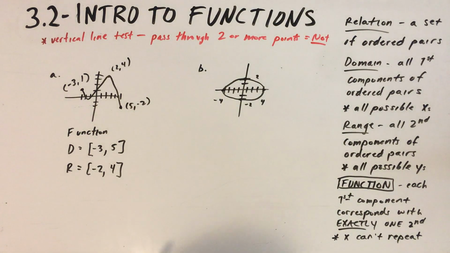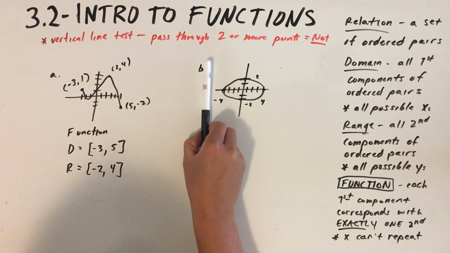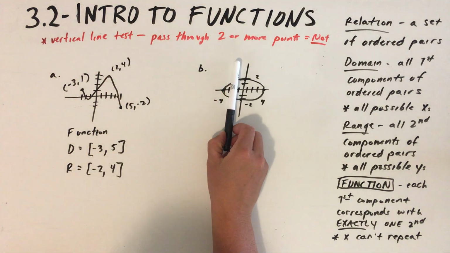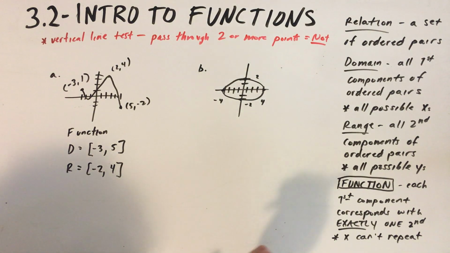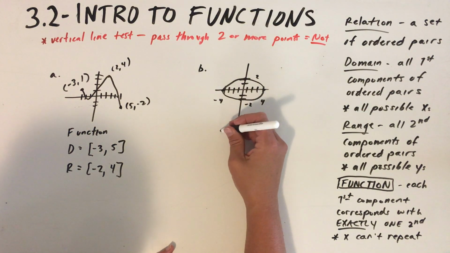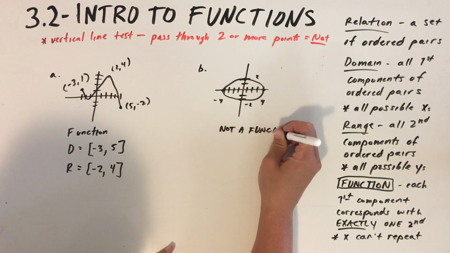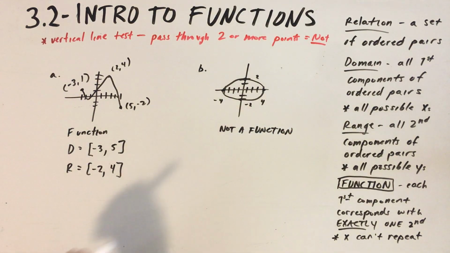Okay, so this graph does not pass the vertical line test. As you can see right here, I would have 2 points like there and there that would be touching this line. So this does not pass the vertical line test, so this is not a function. And if it is not a function, the question here is: does it have a domain and a range? So not a function, what is the domain and the range?